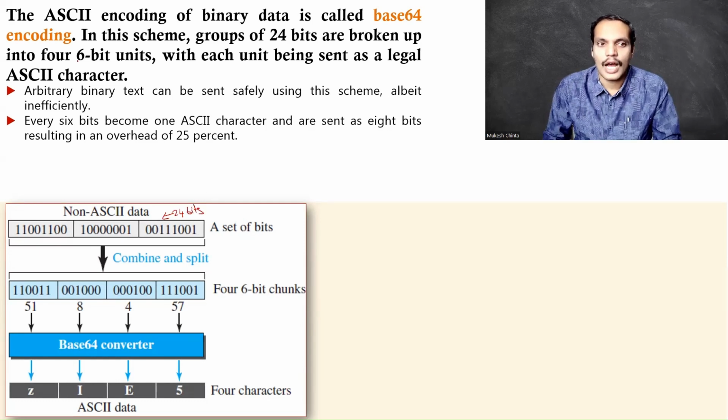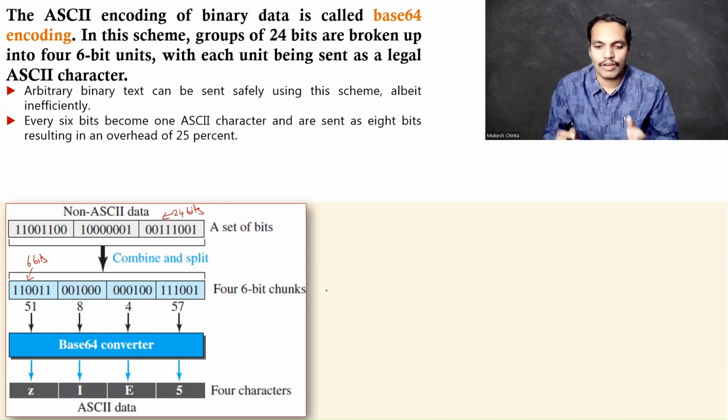24 bits are broken up into 6-bit units. So these 24 bits are now broken into 4 parts, each part consisting of 6 bits. So 3 8s are 24, 4 6s are 24. Each 6-bit unit is sent as a legal ASCII character. Now each one of these 6 bits is mapped to a value, and this value is converted into the ASCII character according to a table.